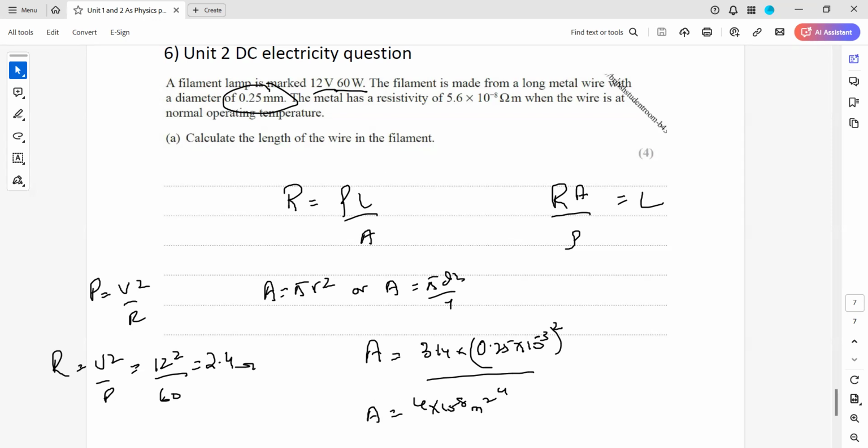So R equals rho L over A. R is the resistance, which we worked out as 2.4. A is the cross-sectional area, which is 4 into 10 to the power minus 8, and divided by the resistivity, which is 5.6 into 10 to the power minus 8. So 2.1 meter is the length of this wire, which is used for this filament.